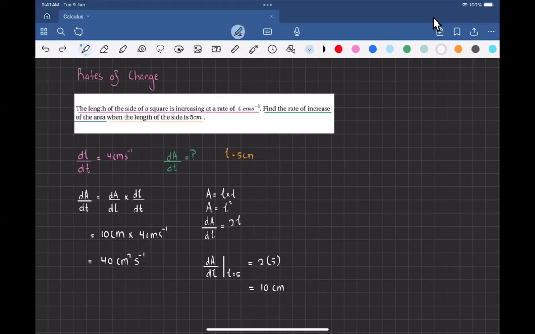Once you have those things in mind, you're going to take what you need to find. So Aliyah, in this question, we needed to find dA/dt, right? You're going to put aside what you need to find, and you're going to use the chain rule to figure out what else you need.